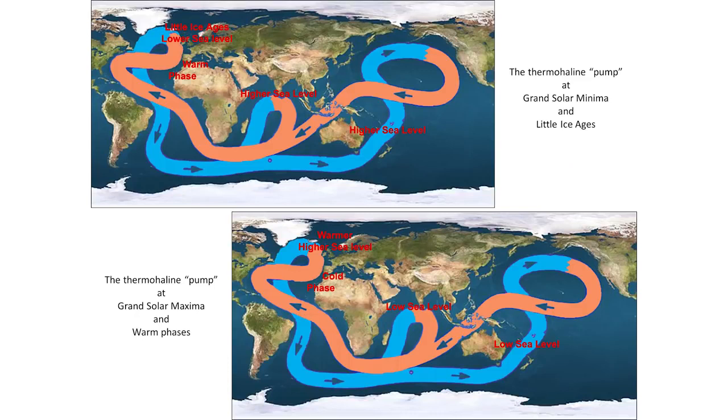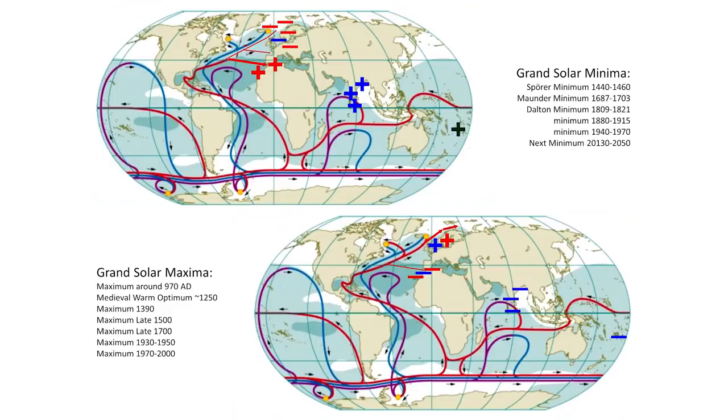And it may have something to do with the thermohaline pump. Not the long pump, because the long pump takes lots of time. But when we had little ice ages here, we had high sea level here. This is the remarkable thing, but we can explain it. And when we had warm conditions, we had low sea level here. Just opposite, but we explain it in this way.